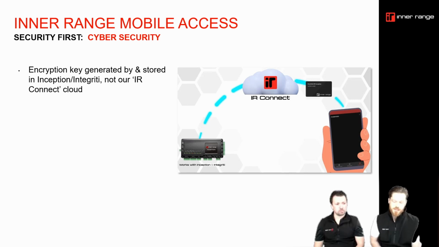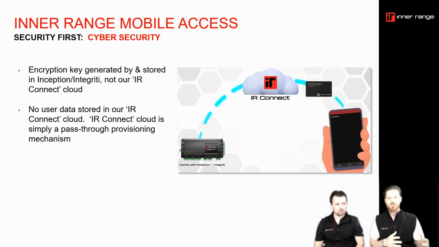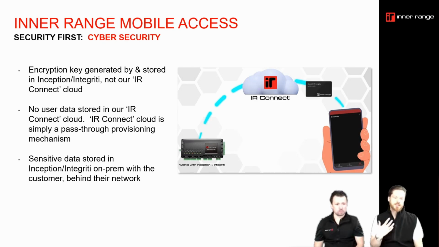So with that in mind, our position, and again, this is what I mean about baking it into the core of the solution, is that even in the unlikely event that our cloud got hacked, there's no data there. So it's an empty chest. There's nothing to get. There's no user data stored in our IR Connect cloud. The cloud is simply a provisioning pass-through mechanism to issue that mobile credential to the user. So again, no sensitive data is stored in the cloud. All of that is stored behind the customer's network. If a customer says, where is this sensitive data stored? Well, customer, it's in your access control system, in your control, behind your network, in your domain.